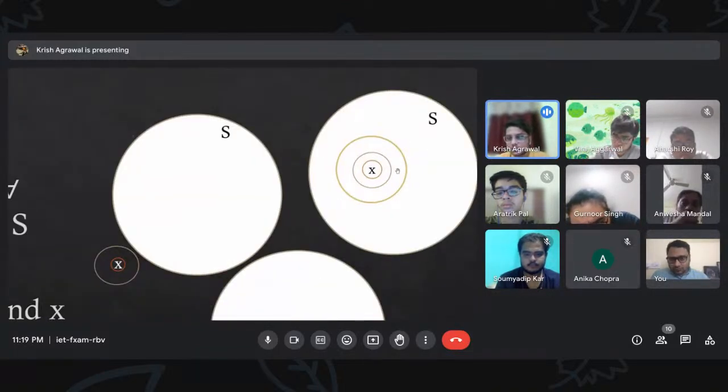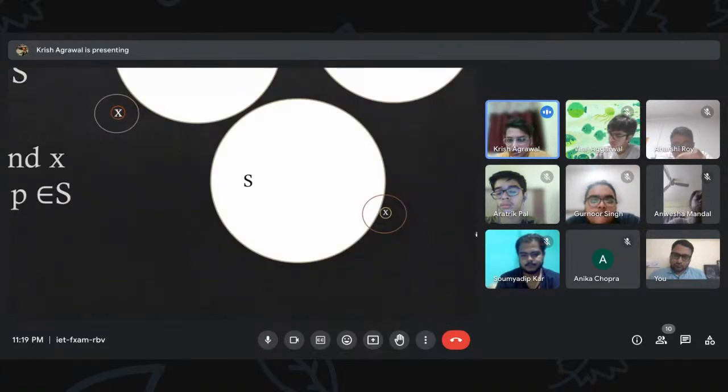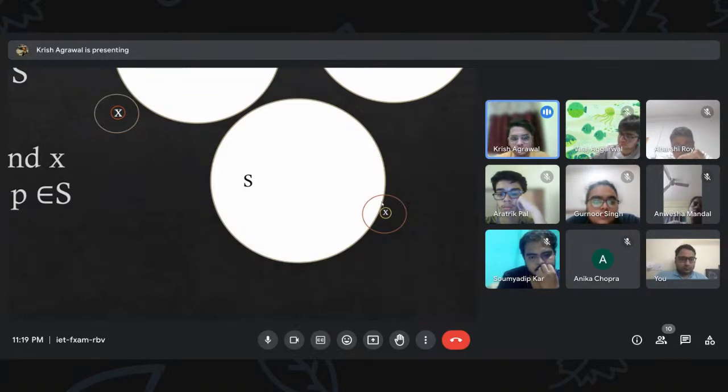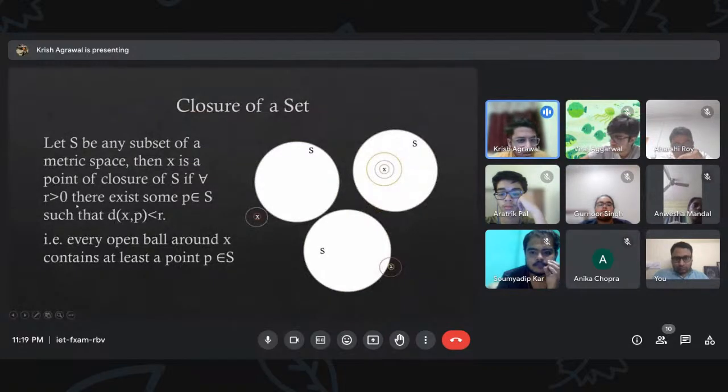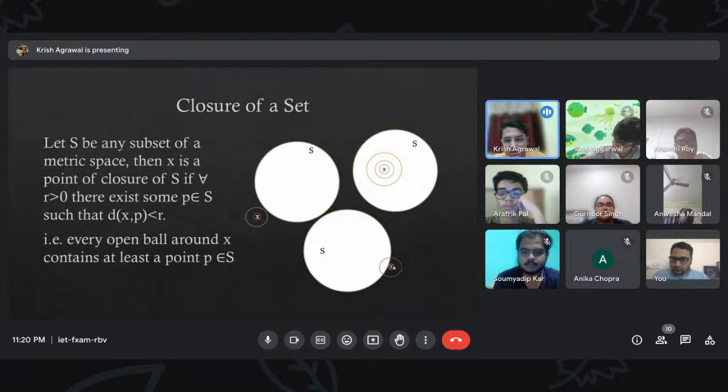In the second diagram, X is itself a part of S. So no matter how small or big the open ball becomes, the intersection of the open ball and S will never be phi. There will always exist some element P. Similarly, if we look at the third diagram, some of the open balls around X will give us some point P which belongs to S. But if we look at the yellow open ball, it will not give a point P which belongs to S. So that's where the condition for all r greater than 0 comes into play. The point X must be such that for all r greater than 0, there must be some point P which belongs to S.